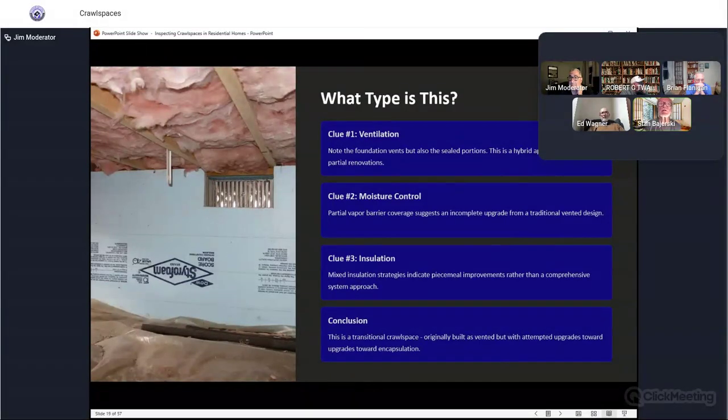Clue number three, the insulation. It is up there, it's exposed. It's probably got those little metal rods holding it in place. And then conclusion, this is a transitional crawl space, originally built as vented, but with attempted upgrades toward encapsulation. So this is what we see on the shoreline here as it evolves. Somebody comes in, buys a house, they add this, they add that, they try and get some insulation in there. Eventually somebody comes in and just guts the whole thing and starts all over.